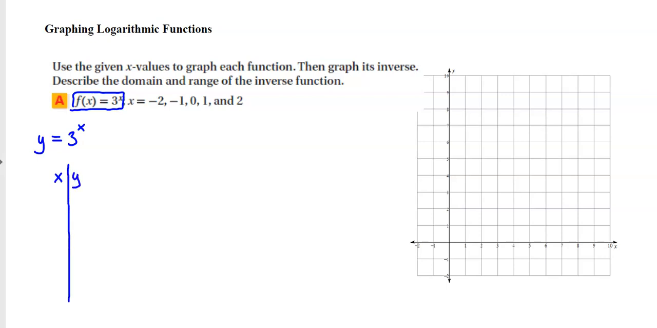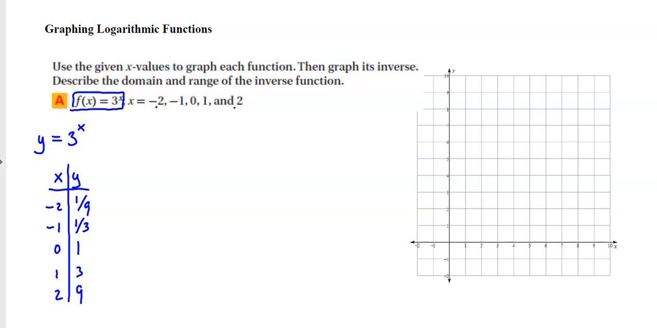I like my tables going up and down rather than side to side, so I'm just going to do it that way. And they tell me what x's to pick. They want me to go from -2 to 2. 3 to the -2 is 1 over 3 squared, so that would be 1/9. 3 to the -1 is 1 over 3 to the 1st, or 1/3. Anything to the 0 power is 1. 3 to the 1st power is 3. 3 squared is 9. So I can now graph that function.